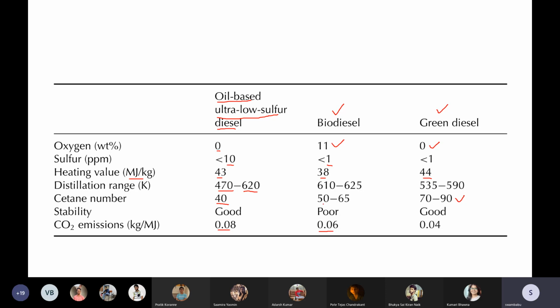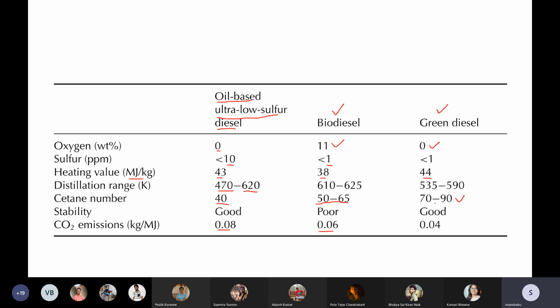Since biodiesel contains higher cetane number, they'll mix some of the biodiesel with the normal diesel from the crude oil and they will use it. But green diesel is still under establishment. So of course, I hope this will come very good in the future days.